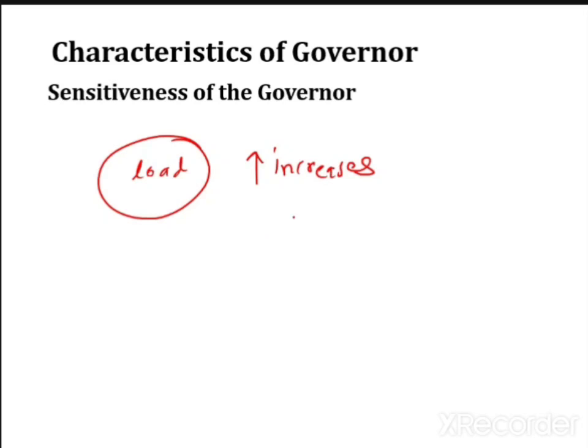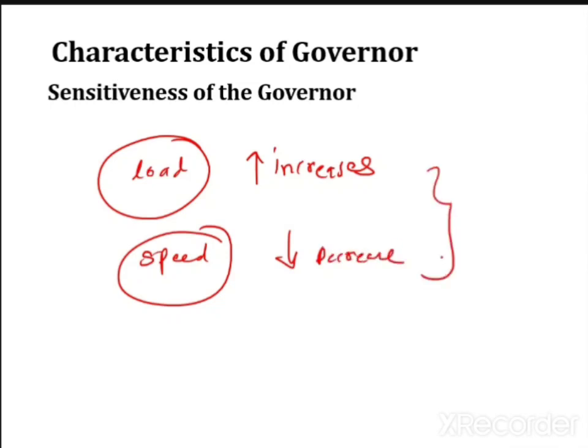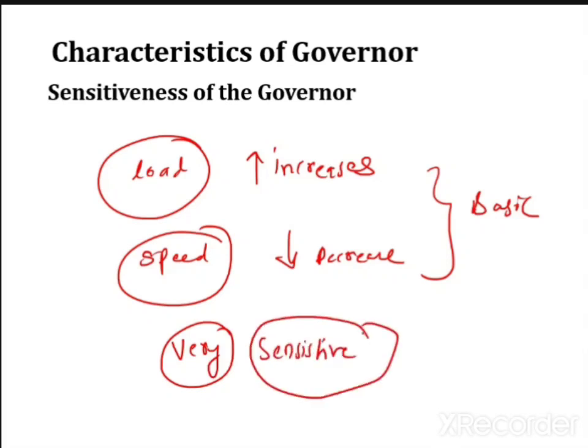Now, when the load on the engine increases, what will happen? The speed will decrease. So this is what we have studied, a basic principle of a governor. Now, if the governor is very sensitive, very highly sensitive, then when the load increases and speed decreases, what will happen?